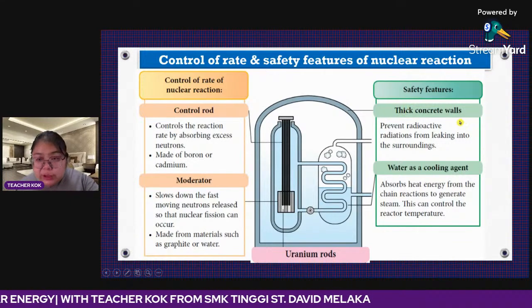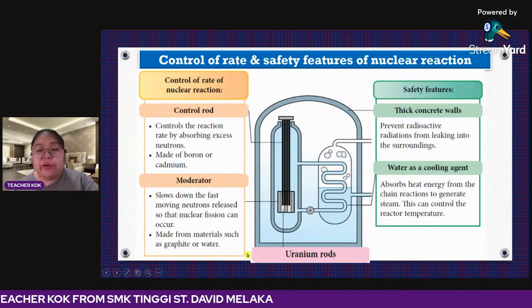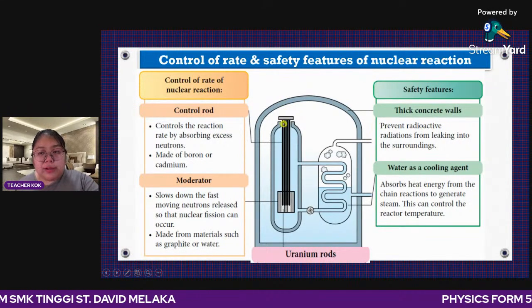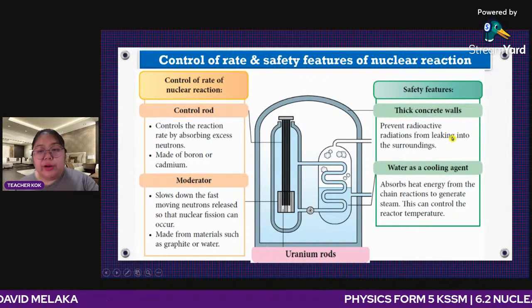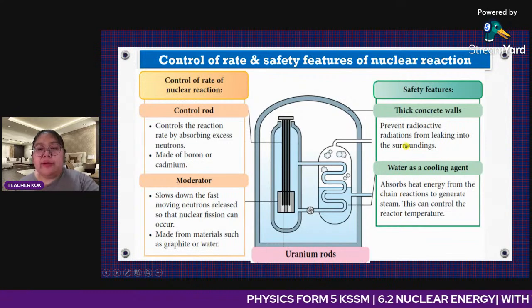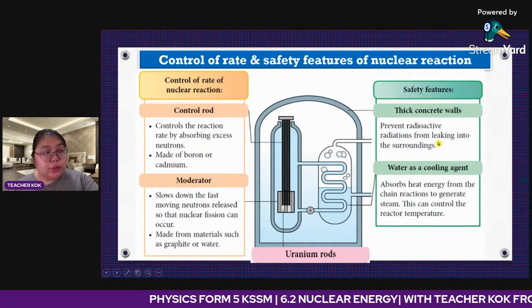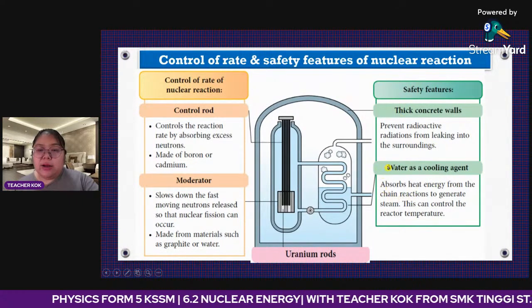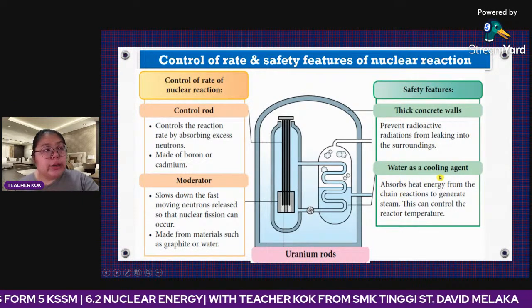Now we're going to see the safety. What safety do we need to do? First one, they have a concrete wall. The wall must be a concrete wall. The reason is to prevent the radiation from leaking to the surroundings. Another one should be water as a cooling agent.